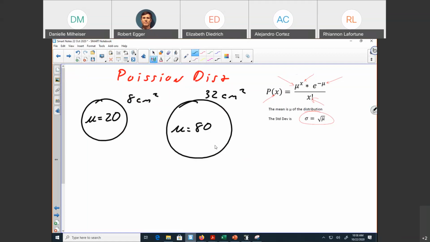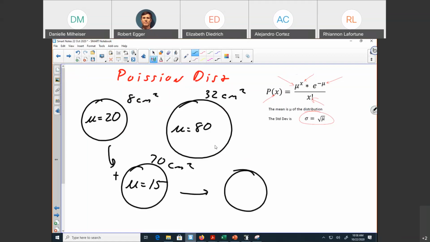If I was to take this 80 and add it, say this mu was 15, and let's combine the two. I should be able to claim this as being a 78 centimeters squared with a mu of 35. It's weird. I don't know why it works the way it does, but it does.